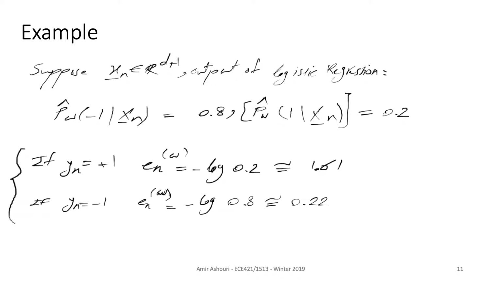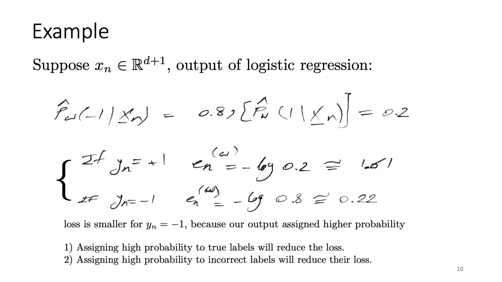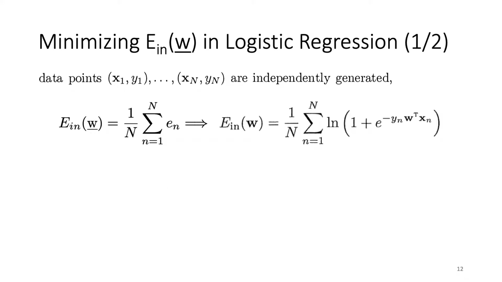Like the second point, assigning the incorrect label: by incorrect label, I'm talking about the minus one, right? If you have plus and minus. So if it was actually minus one and you predicted with high probability that it's going to be minus one, right? It's a minus of the minus.